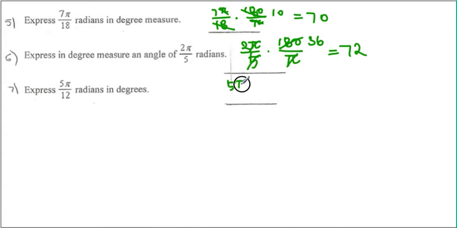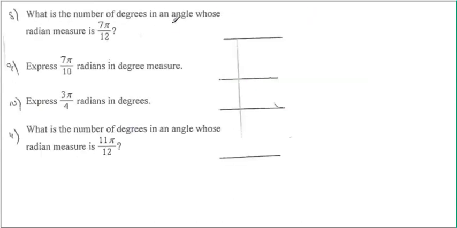Same way here, 5 pi over 12, multiply that by 180 over pi. Once again, pi cancels out, and then 12 cancels out with 180. I believe it is 15. Then 15 times 5 becomes 75. Now, same idea, 7 pi over 12. Multiply that by 180 over pi. Pi cancels out, 12 and 180 cancel out as 15, so 7 times 15 becomes 105.